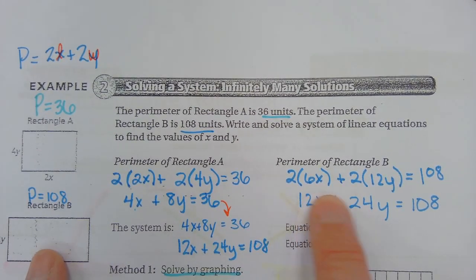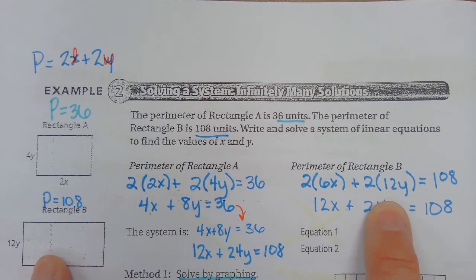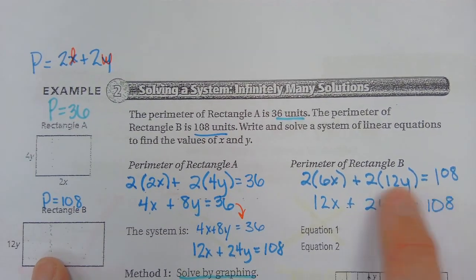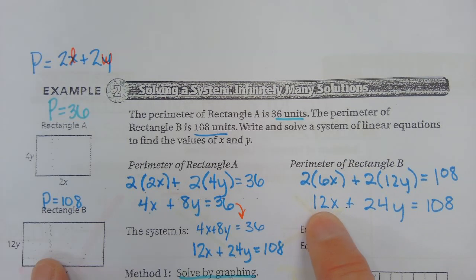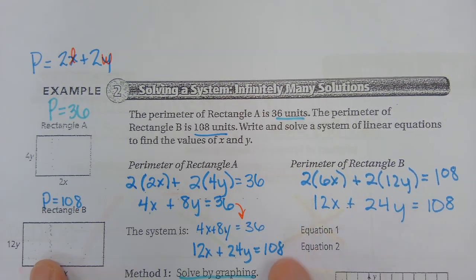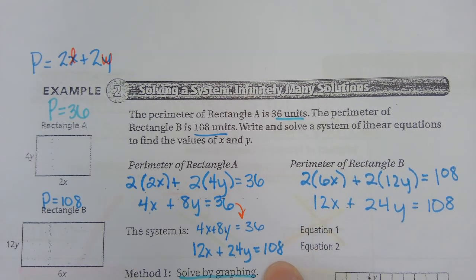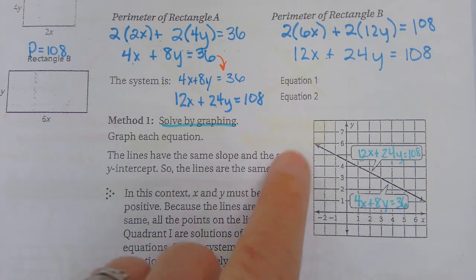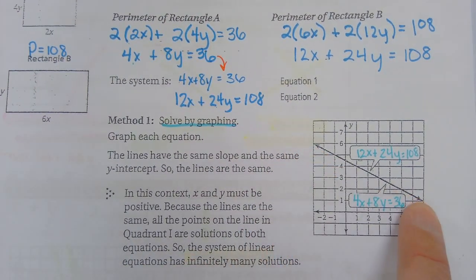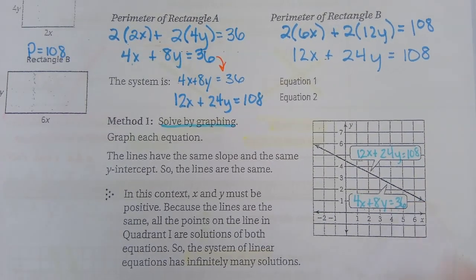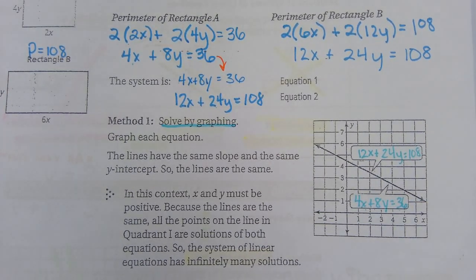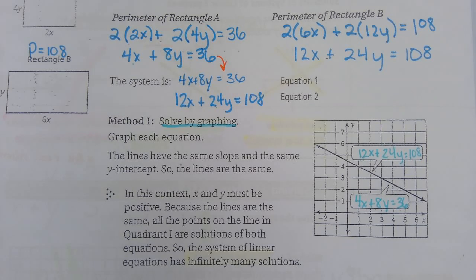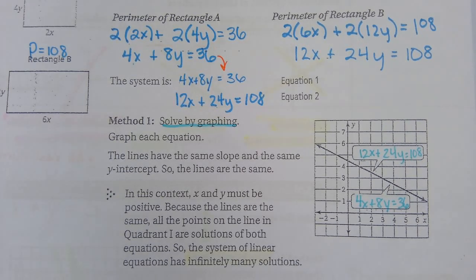We're going to do the same thing with rectangle B. There are two sides with 6x. There are two sides with 12y, and that equals 108. When we simplify those, we get 12x plus 24y equals 108. So that is equation 2. Now, we can solve that by graphing, and if you graph those, notice that that becomes the same line. Since they're exactly the same line, no matter what I put in for x and y, they're always going to be equal.